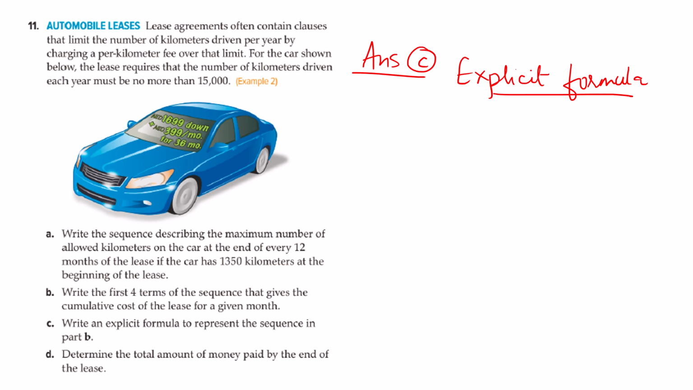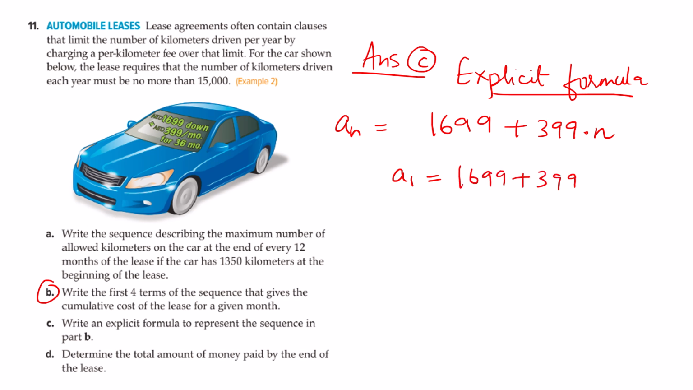Now if you see from the last part, the sequence was written in terms of the down payment, the cost, plus 399 for every month. So if there are n months, can I write the variable n? So this will denote my an. Okay, so if I want to calculate, now I can show you how to use it for part B also. So if I want A1, means I want the value that gives the cumulative cost of the lease for the first month, just put n as 1. Do we get the same answer? Let's check. Yeah, 2098. If I want second month, just in the same formula, put n as 2.